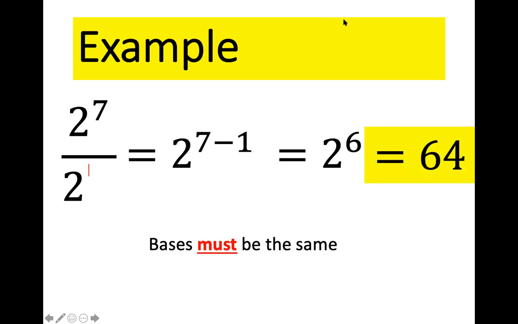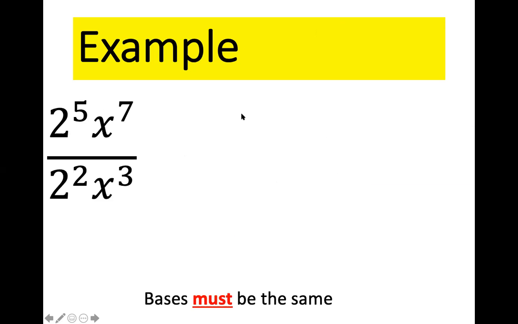All right, any questions on that rule? Nope. Okay, this can get slightly complicated if you have multiple bases. Just remember, you can only do this with like bases. So I can't do the 2 and the x together, but I can do the 2's with the 2's and the x's with the x's separately from each other. In other words, just looking at the 2's, those are same bases.